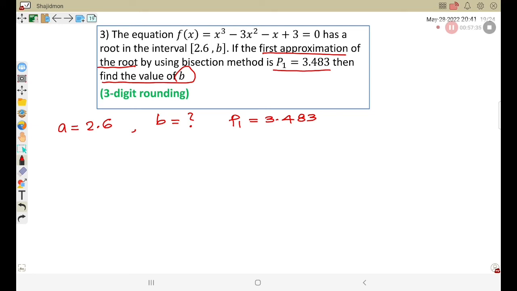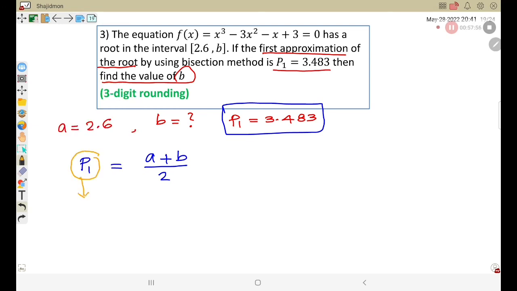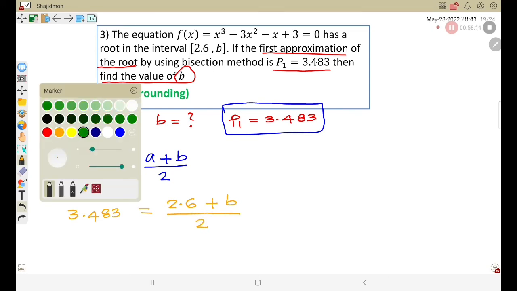So it is easy. Just start from the rule. What is the rule in the bisection method for finding P1? Only one rule: P1 equals a plus b divided by 2. The P1 number is given, you can apply. P1 is 3.483, equal to a, which we know is 2.6, plus b, which we don't know, divided by 2. Clear?